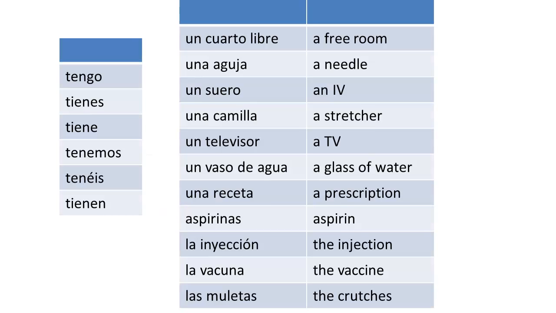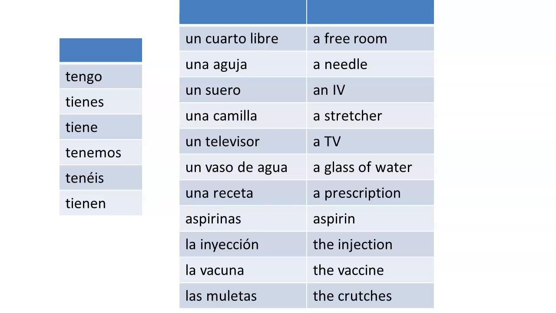So now how about a little demonstration of what you can do now that you know how to conjugate the verb tener, and now that you know a little bit of vocabulary, you can express all kinds of ideas in Spanish. For example, if you want to say, I have an IV, tengo un suero. I have a free room, tengo un cuarto libre. I have a TV, tengo un televisor. I have a glass of water, tengo un vaso de agua.